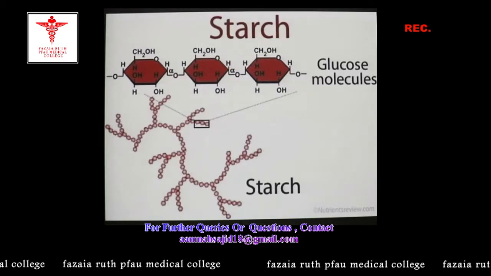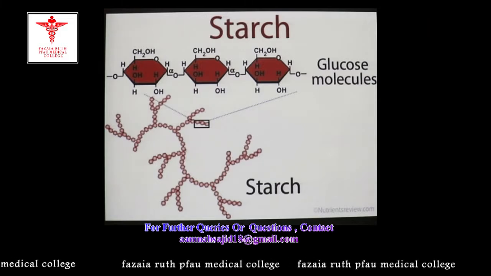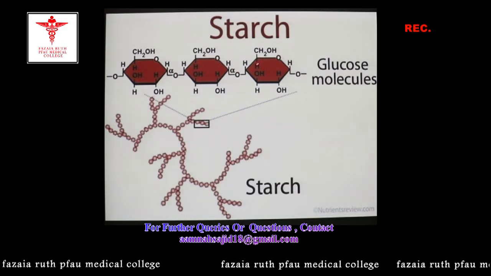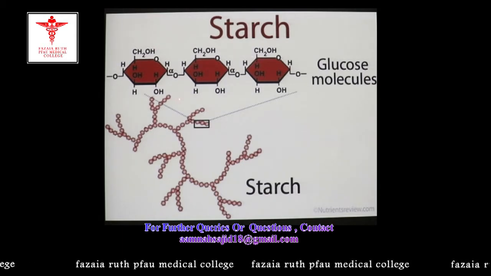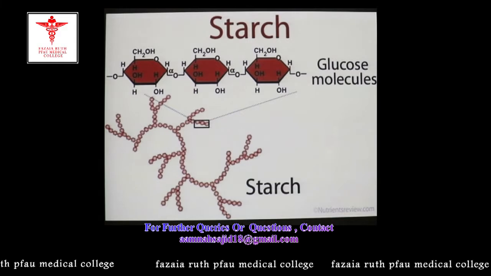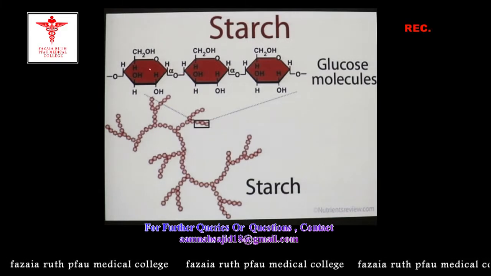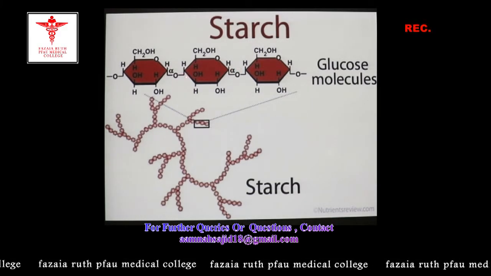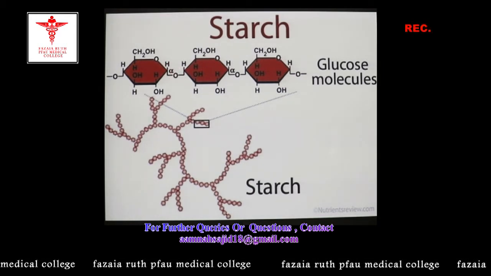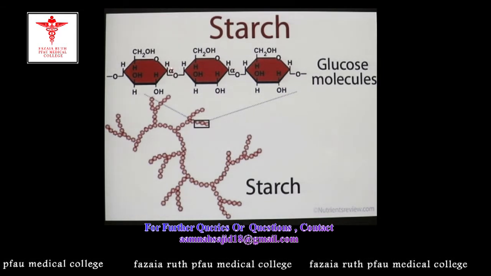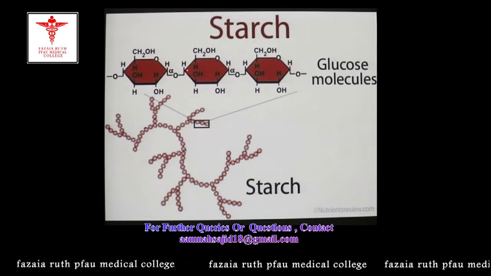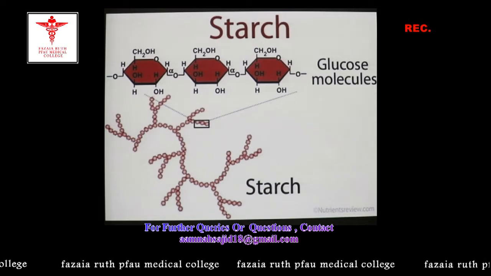Okay, an interesting point about the structure of starch is that it consists of two types of molecules. One is the linear type of molecule, which is known as amylose, and the other is the branched molecule, which is known as amylopectin. Now, in the linear arrangement of glucose molecules, the type of glycosidic bond is known as alpha-1,4 glycosidic linkage, because it is being formed between carbon number 1 of one glucose monomer and carbon number 4 of the adjacent glucose monomer.